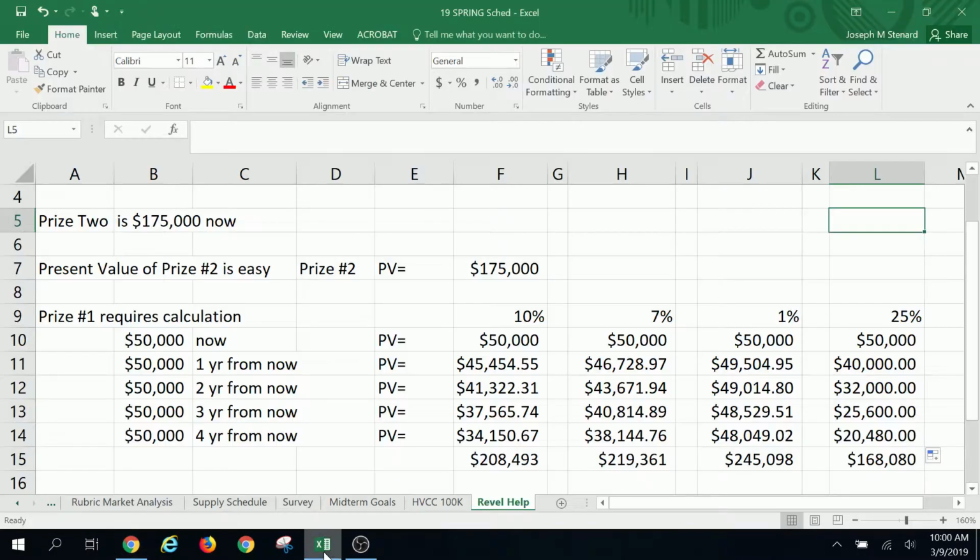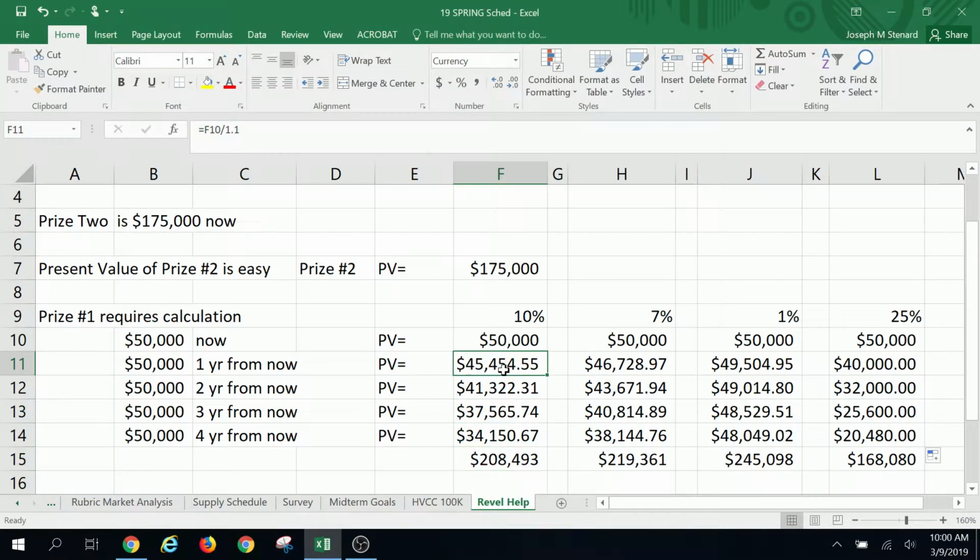If we come back to Excel, we can see that that $208,493 has to do with a 10% discount rate, and it's adding up the 5 different payments that are coming to you. Payment 1 is worth $50,000 to you today, the present value. Payment 2 is worth $45,000. Payment 3, payment 4, and payment 5. The 5th payment, the one that you're going to get 4 years from now, the $50,000 that's going to pay you 4 years from now, is only worth $34,000 to you today. So when you add up those 5, you'll get that 208.